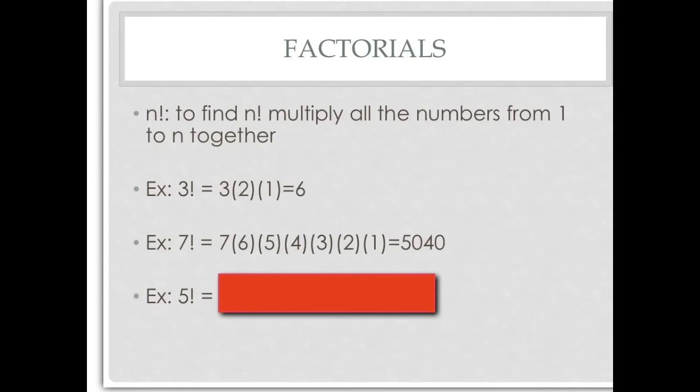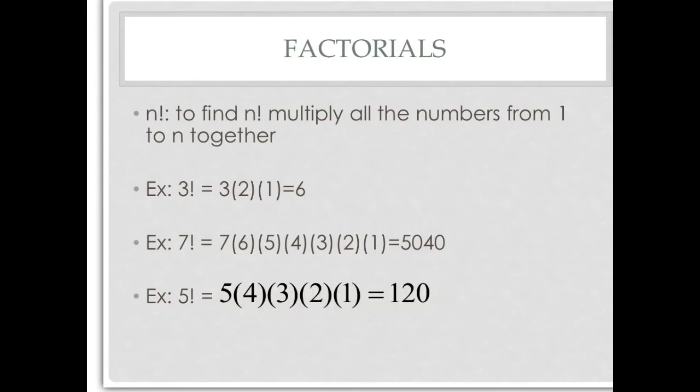Go ahead and try 5 factorial. Okay, so let's see how we did. 5 factorial is again all the numbers from 5 to 1, so 5 times 4 times 3 times 2 times 1, and we get 120. Let's talk about some complicated factorials and see if we can reduce those.